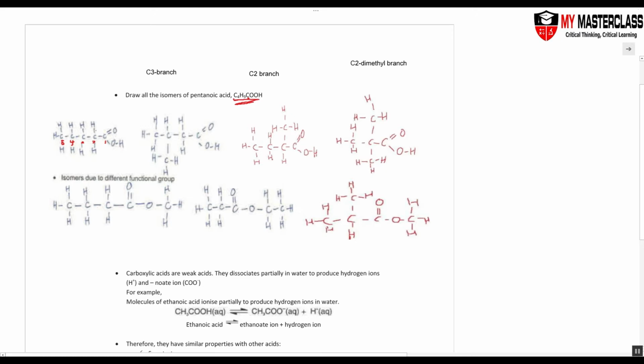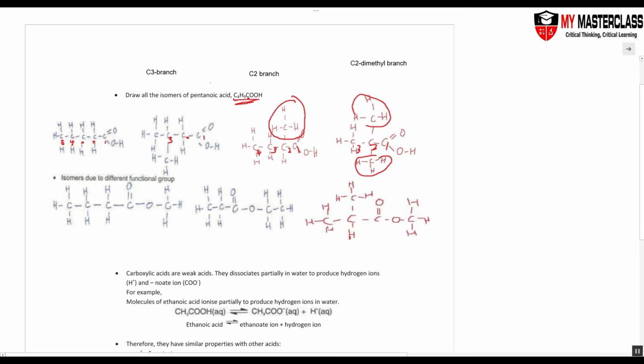And because the chain is very long, you can have a branch. Now my branch is on carbon 1, carbon 2, carbon 3. Carbon 3, you can have a branch. Carbon 2, you can also have a branch. Right, so my branch is on carbon 2, okay, or you can have a dimethyl branch on your carbon 2. So I have 1 methyl here and 1 methyl here.